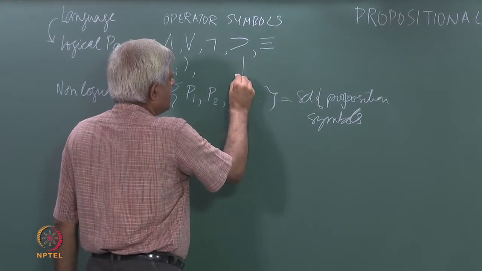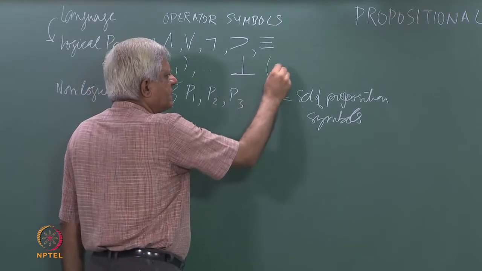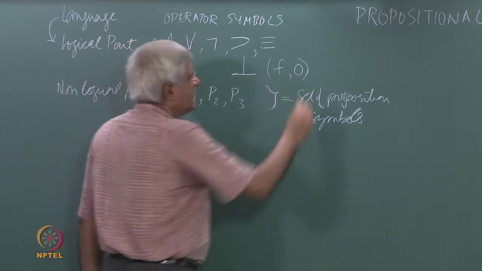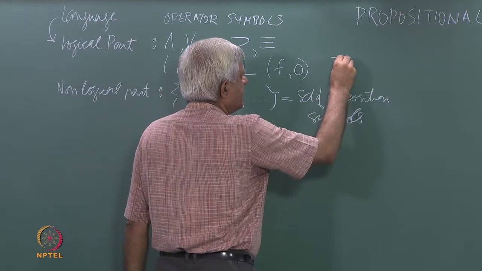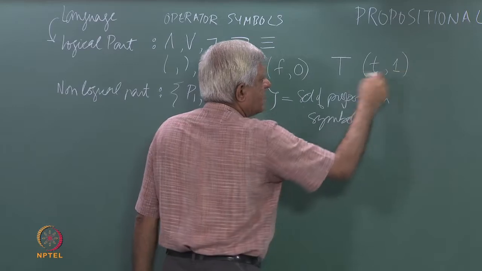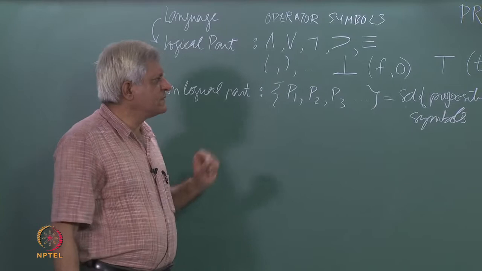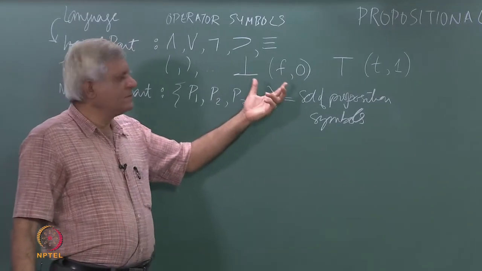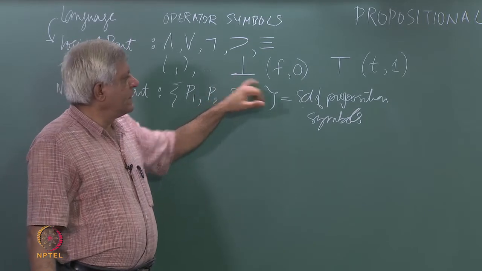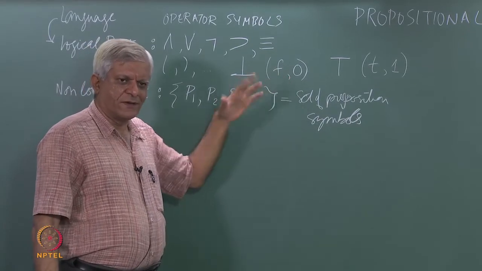One, I will use this notation, but you could also use F or 0, and the other is this, but you could also use T or 1 or even true and false, the full words. It does not matter. Basically, these are two symbols which are there in all logics. This we often read as bottom, and this we read as top. Bottom or false or 0 are equivalent.